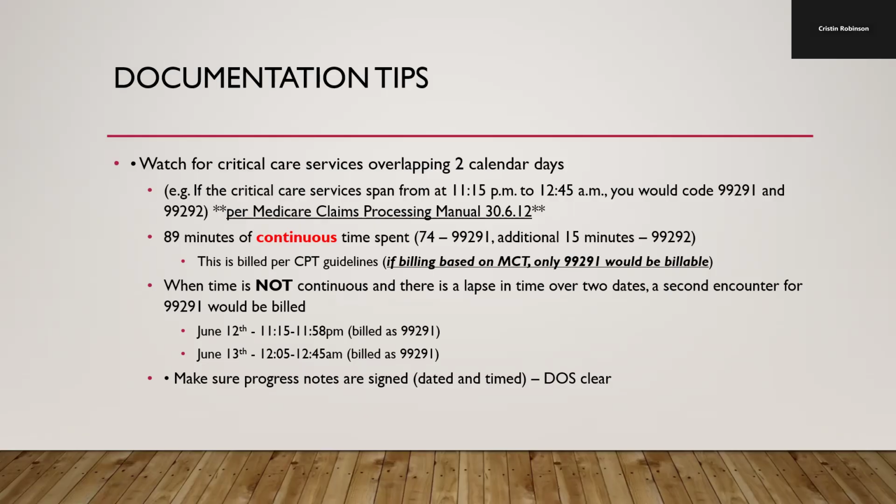Okay, now how do we bill it when it is not continuous? So, when time is not continuous, for example, they started the critical care on June the 12th from 11:15 to 11:58 p.m. That's going to be billed as a 99291 for that date of service. They picked up critical care time on June the 13th at 12:05 a.m. through 12:45 a.m. That's a second 99291. You're going to get the first one for the 12th and the second one for the 13th.